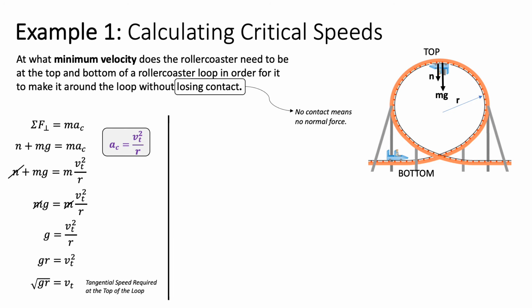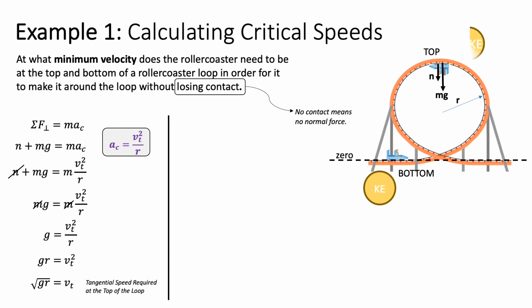Now let's answer the other question. How fast does the cart need to be at the bottom of the loop so that it can reach the top of the loop with that speed? To do this question, I'm going to approach it with energy. In energy, we like to define a zero line. And for roller coasters, we tend to do this at the lowest point of the roller coaster. Therefore, at the bottom, we have no potential energy because the cart is at the zero line. It only has kinetic energy.